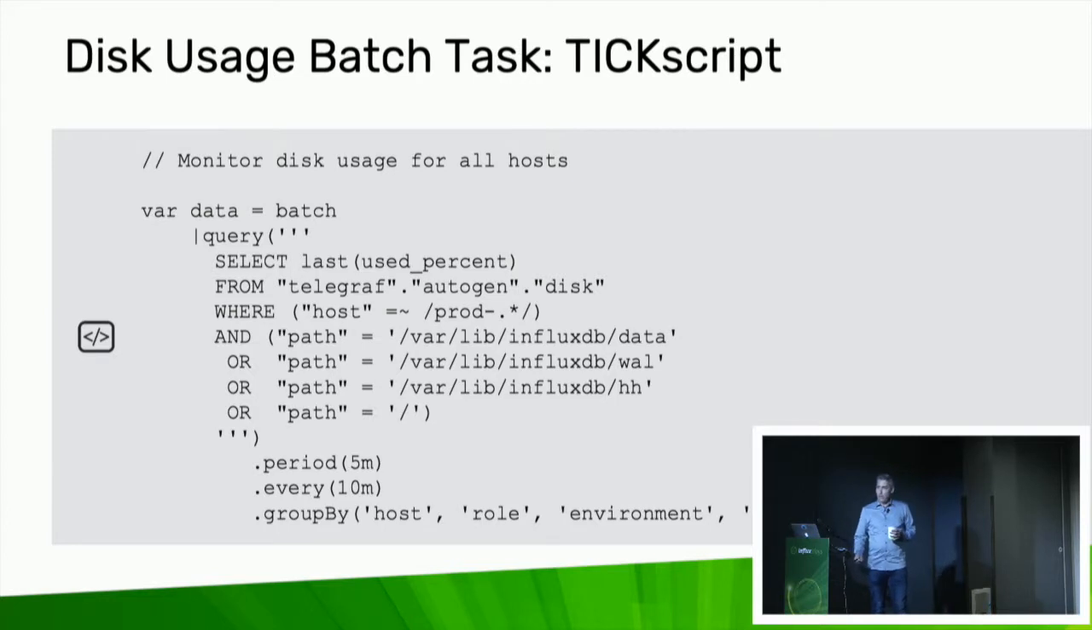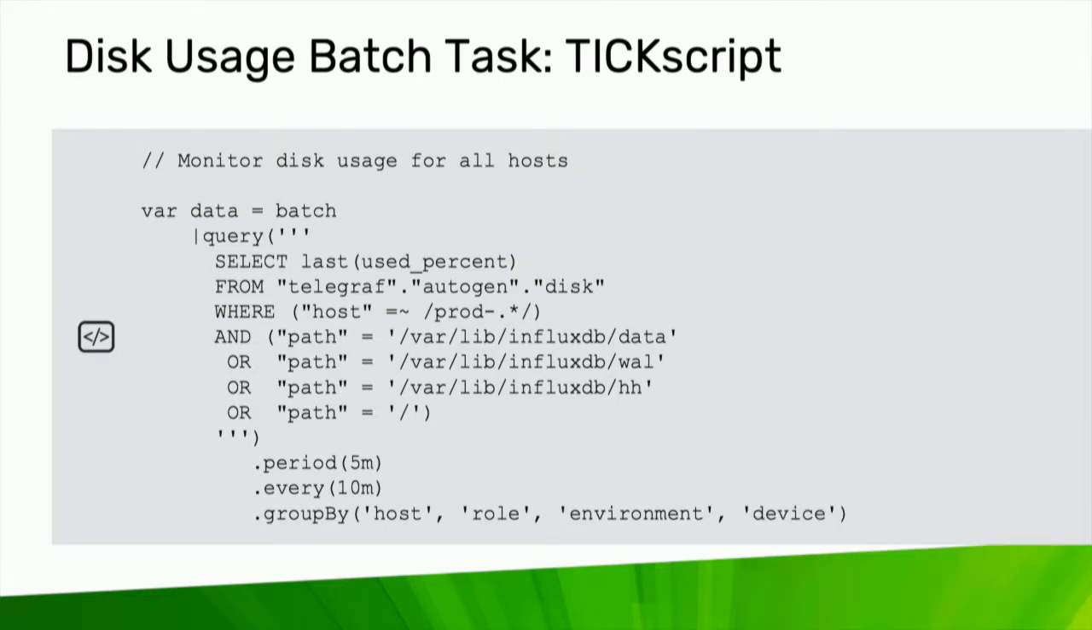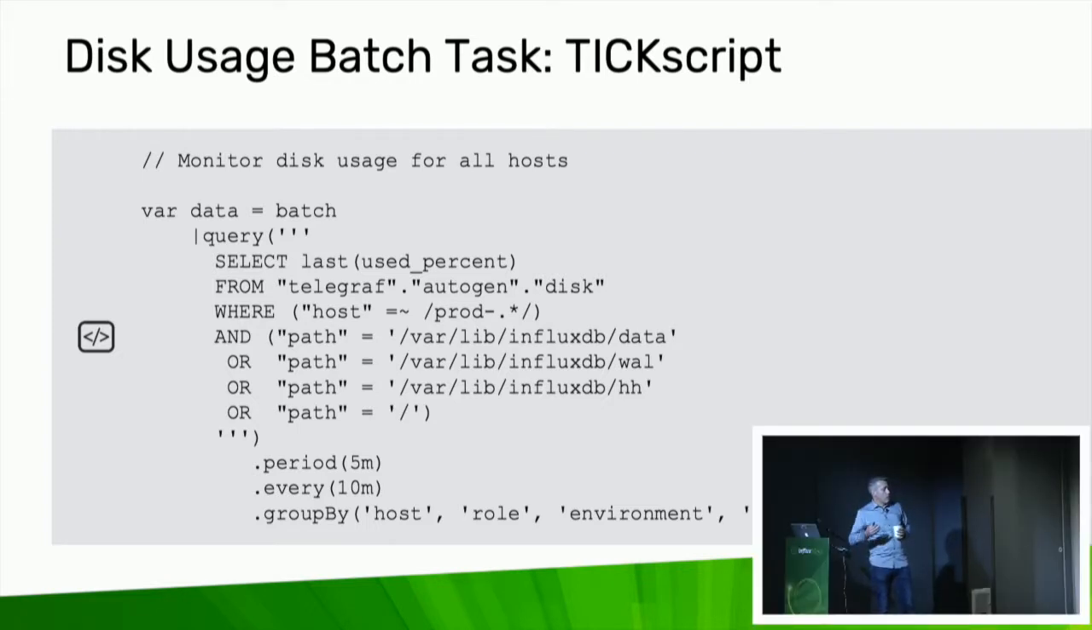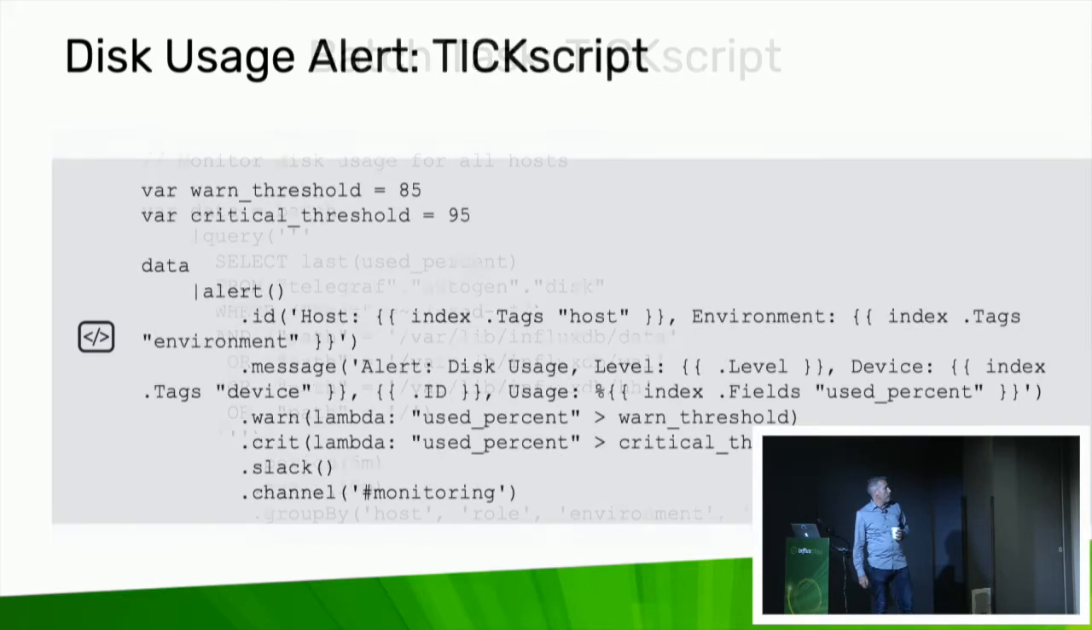So to dive into this a little bit further, and again, you don't have to take pictures. This is available in the documentation. This is a batch task that we created for the disk check. We want to look at disk usage across those different directories that we mentioned: the data directory, the write-ahead log, hinted handoff, and of course, good old root, and the frequency at which we do those checks. And we're grouping by the host, the role, the environment, and the device that it's running on. That's the query that's run from a batch perspective.